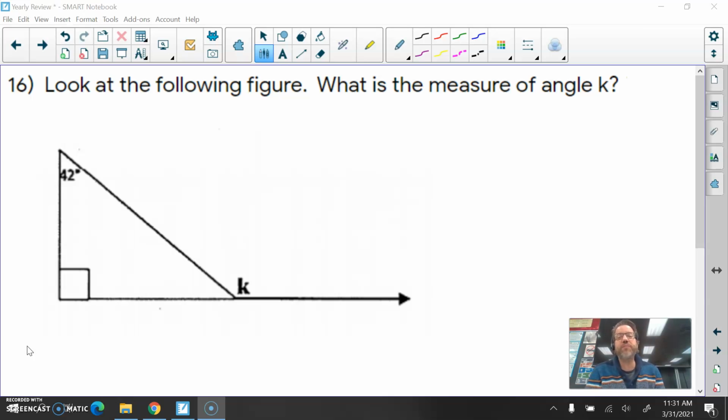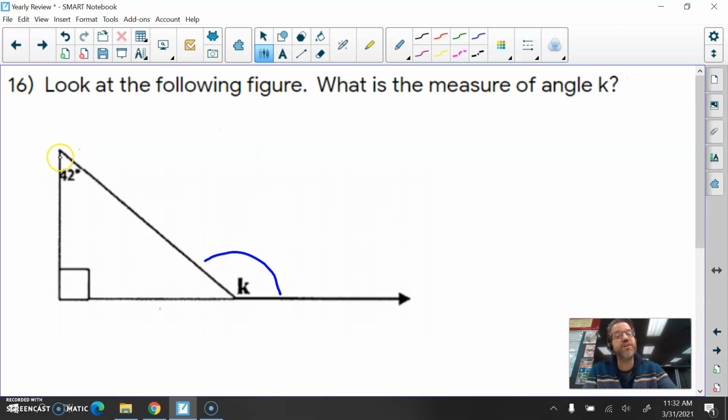So look at the following picture. What is the measure of angle K? Now, angle K is outside of this triangle. It's out here. It's an obtuse angle, so we know it has to be pretty large. It has to be larger than 90 degrees. So here's what you can do to find that angle measurement.